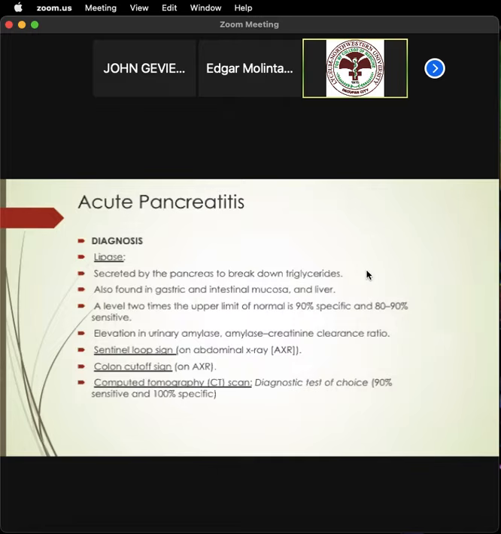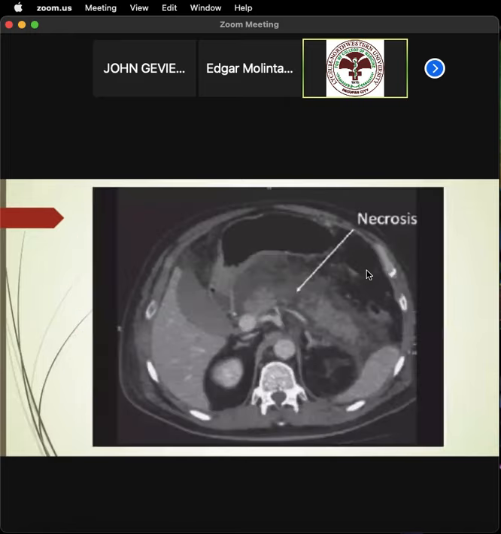And CT scan, you can diagnose. This is the diagnostic test of choice if you want to diagnose pancreatitis. But cost effectively, we do not request a CT scan right away if we're suspecting pancreatitis. Amylase and lipase will do the diagnosis. This is a picture of a CT scan showing a well-perfused interstitial edematous acute pancreatitis.